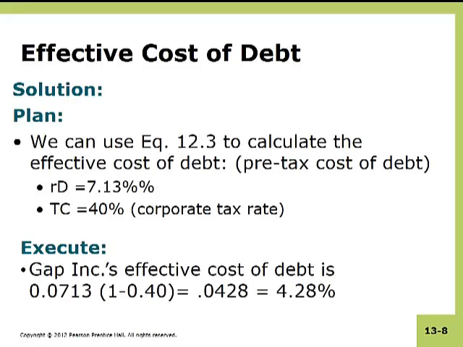Well, the effective cost of debt is the cost of debt times 1 minus the corporate tax rate. So that's what we'll do. Let's execute that problem. The effective cost of debt is 0.0713 times 1 minus the corporate tax rate of 40%, and it's 0.0428. Move the decimal place over 2 places to put it in percent form, and it's 4.28%.